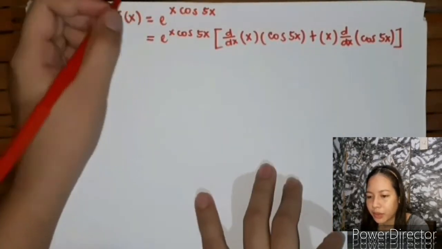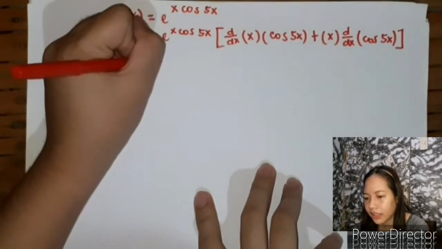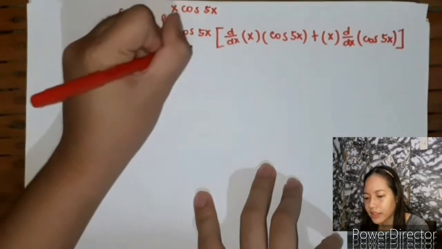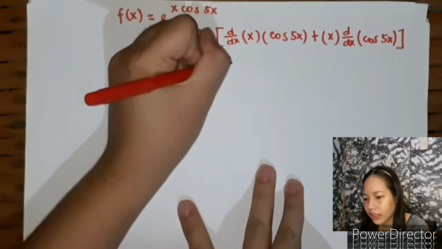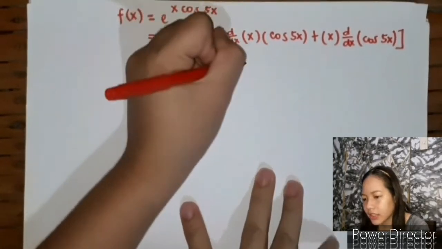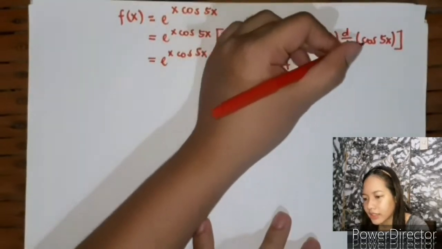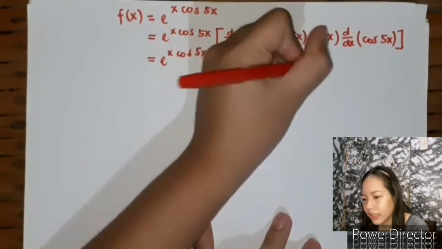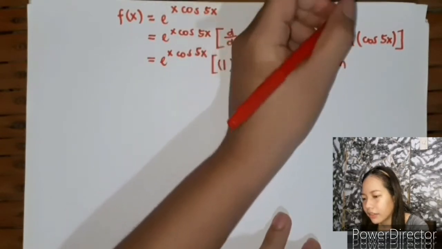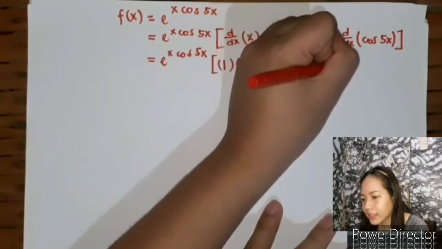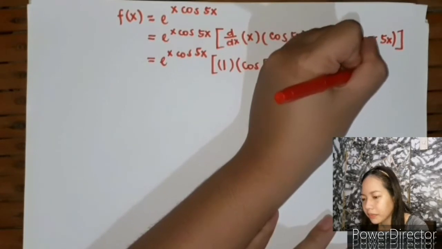And then we will now get the derivative. So just bring down the e raised to x cos 5x, and then the derivative of x is 1 times cos 5x, plus, just copy the x, and then the derivative of cos 5x will become negative sine 5x times the derivative of 5x, which is 5.